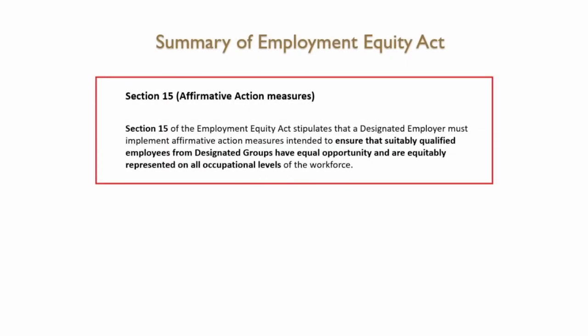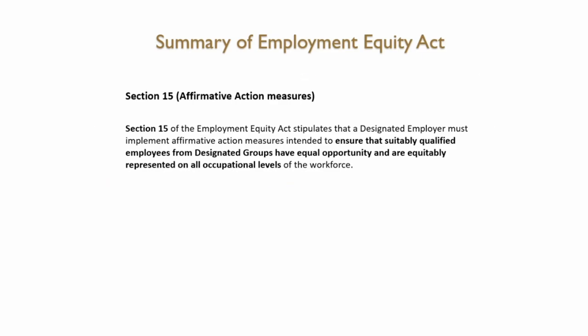Section 15 of the Employment Equity Act stipulates that designated employers must implement affirmative action measures intended to ensure that suitably qualified employees from designated groups have equal opportunity and are equitably represented on all the occupational levels of the workforce.